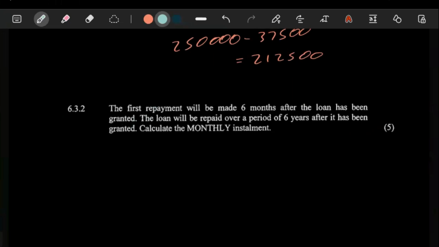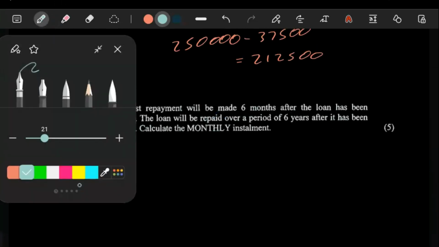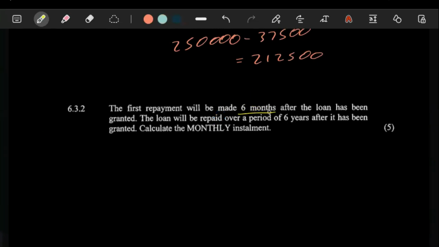loan has been granted. So yeah, the first payment will be made 6 months after the loan is granted. The loan will be repaid over a period of 6 years after it has been granted. So what is the monthly installment? So the thing is, you have to take note of the fact that for 6 months the money was gaining interest without being paid. After those 6 months, that's the amount you need to work out the monthly installments for.